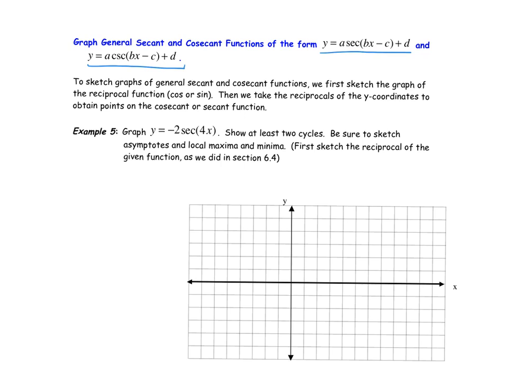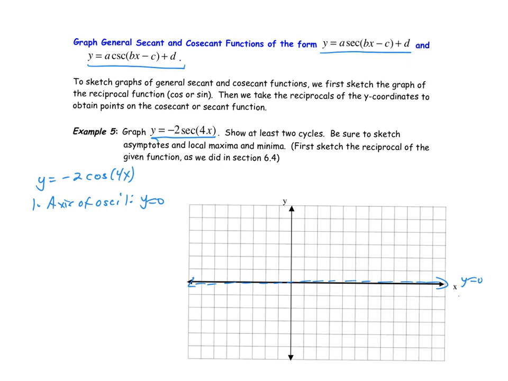So in example 5, we're asked to graph y equals negative 2 secant 4x. So the first thing we're going to do is think about the reciprocal function, which is y equals negative 2 cosine of 4x. So this will be a good review of how we graph cosine and sine functions. The first thing we want to know when you graph a cosine function is where is the axis of oscillation. For this function, there's no vertical shift, so it's at y equals 0, and I will put that on our graph.